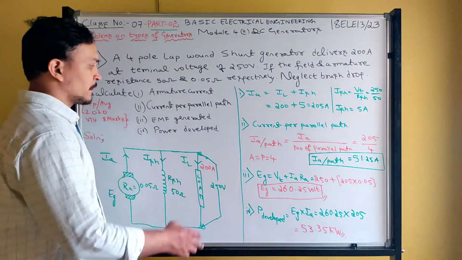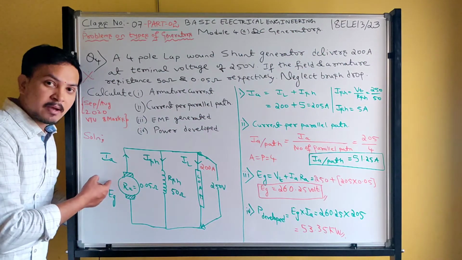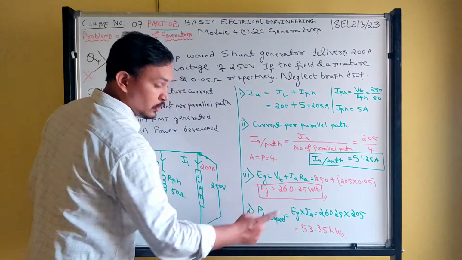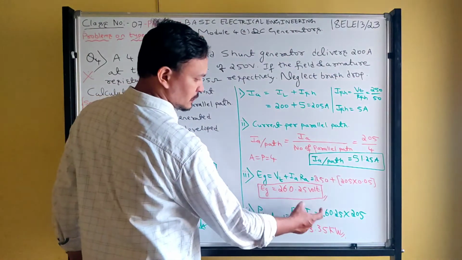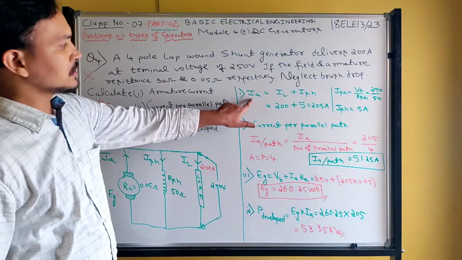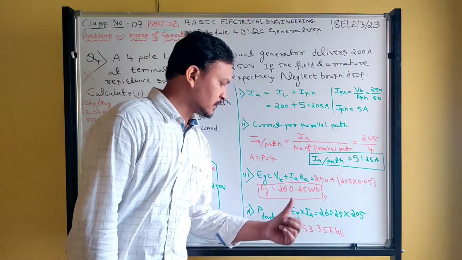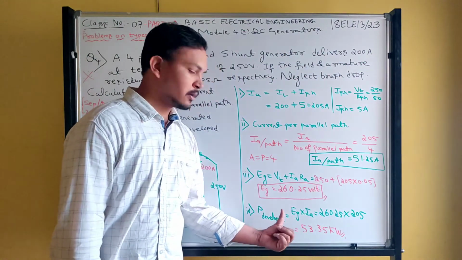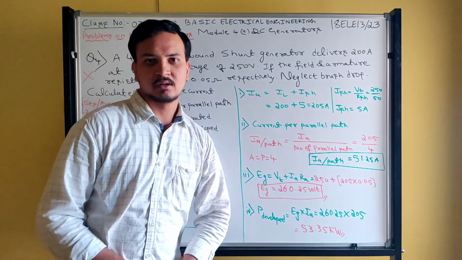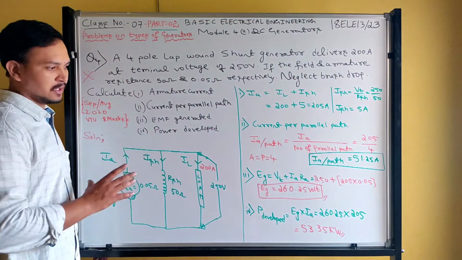Then similarly, power developed. Where will power be developed? In the armature. So therefore, generated voltage Eg into Ia. Generated voltage is this much, into what is armature current? Armature current, how much did we get? 205 ampere. So just multiply that, you will get total power developed, that is 53.35 kilowatt. Understood guys? Pause the video and then copy down the solution in detail.